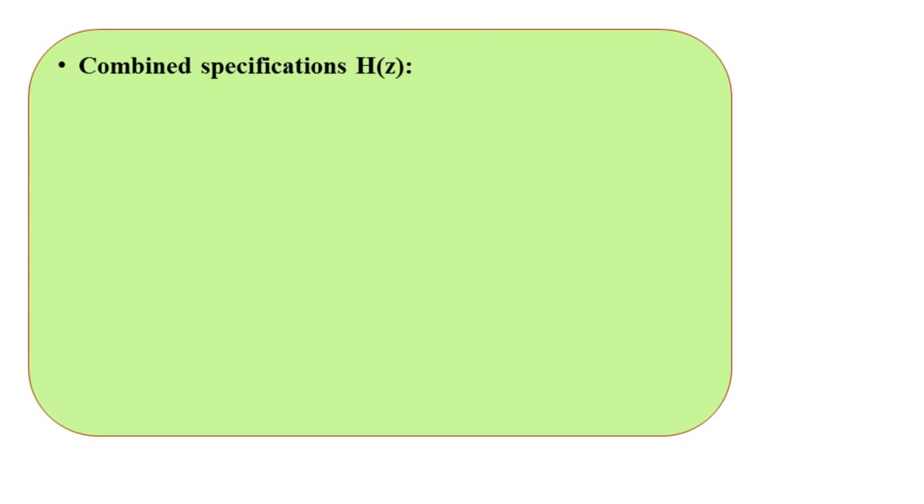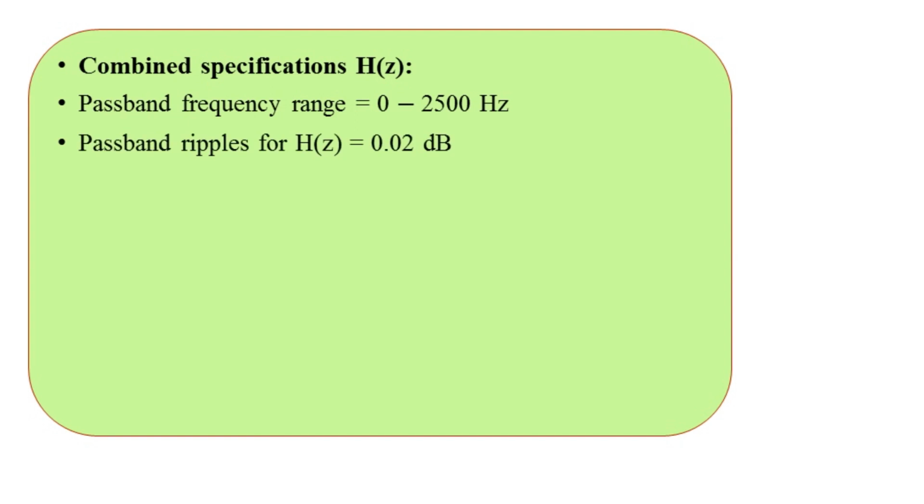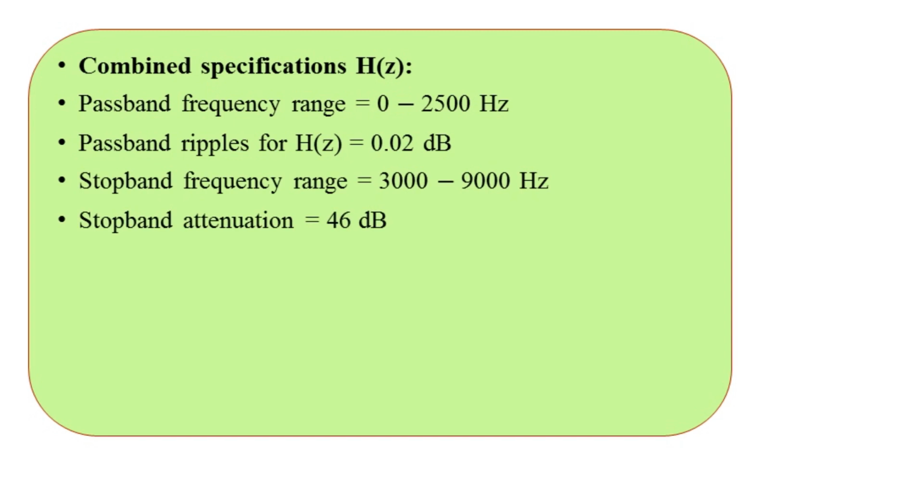The first parameter that we require is the passband frequency range, and from the previous two comparisons we conclude to have the value from 0 to 2500 Hz. The second factor is the passband ripples for the filter function h of z, which will be equal to 0.02 decibels. The third factor is the stopband frequency range from 3000 to 9000 Hz, and last is the stopband attenuation at the value 46 decibels here.